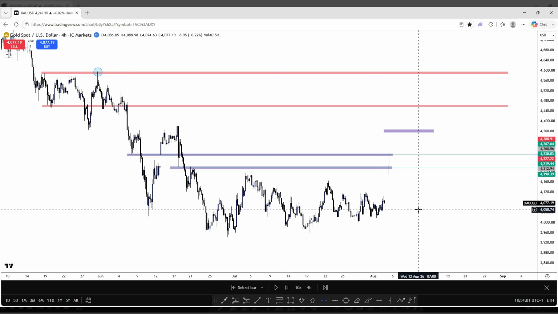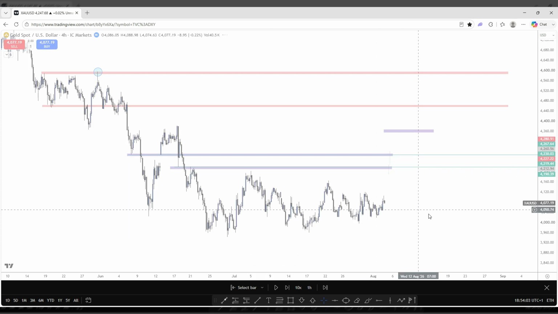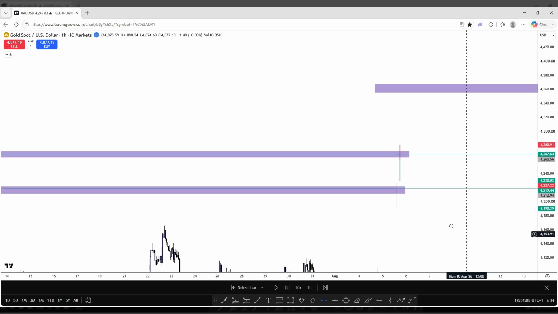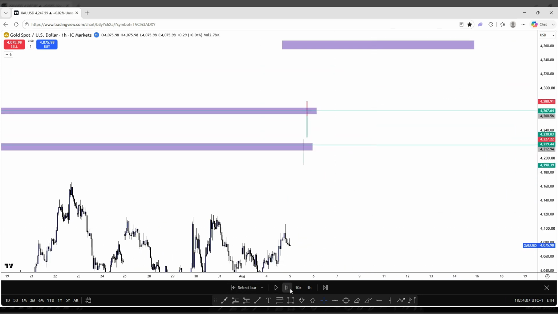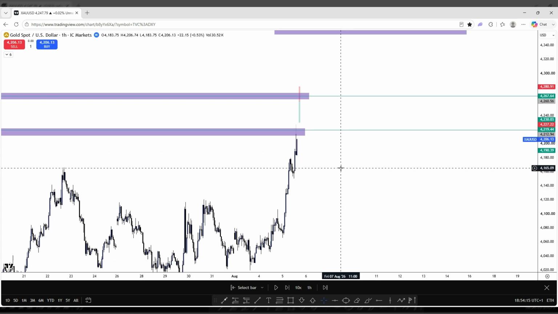Now, if we go into the 1-hour time frame, let's play out a few candles. What happened was price started to rapidly pump to the upside. Gold had some bids in long positions, and if we look, you can see this is exactly what happened.